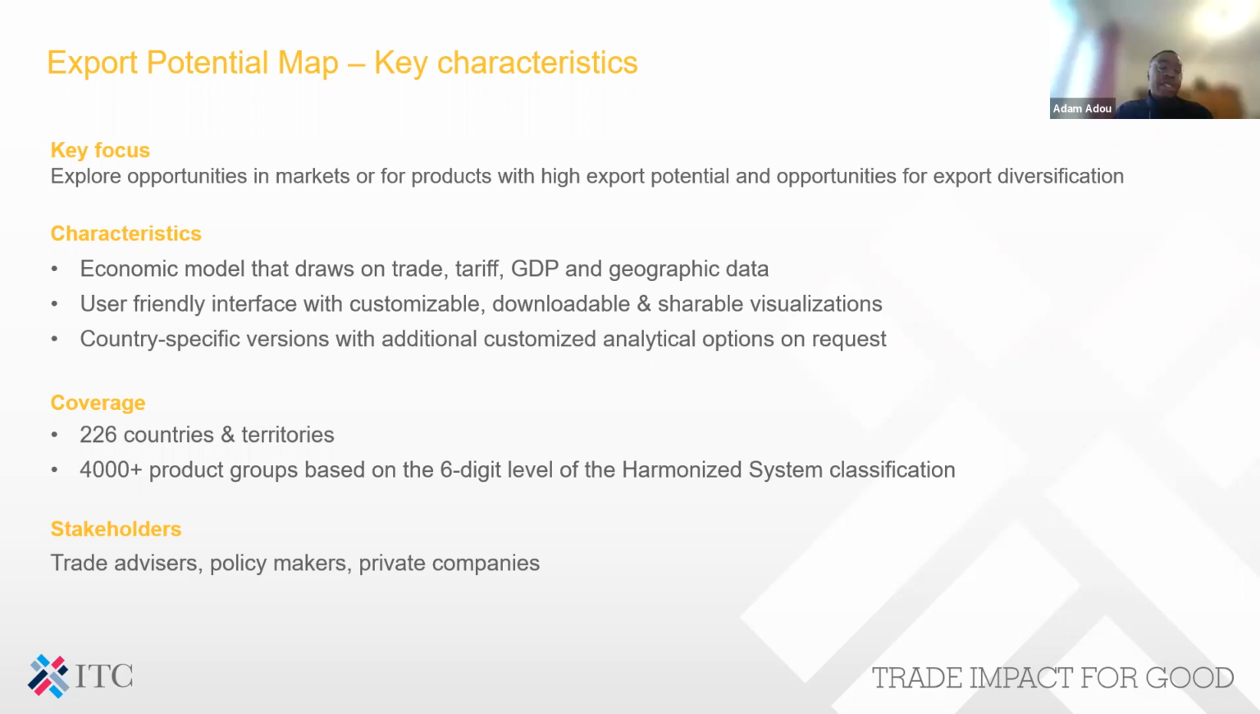Basically, Export Potential Map relies a lot on a methodology which uses 2 different indicators and an economic model based on trade, tariff, GDP, and geographic data. It covers more than 226 countries and territories and more than 4,000 products. And for some products, they are grouped at the 6-digit level of our harmonized system classification.